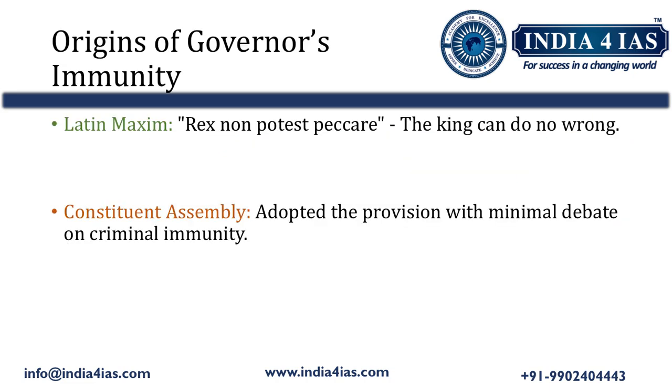Coming to the origin of the governors' and the president's immunity, it originated from the Latin maxim Rex non potest peccare. It means the king cannot do any wrong. The king can do no wrong. It means the king is the paramount of justice and he will not do any wrong. As India adopted the UK's parliamentary system of government, instead of king, here we have the president and the governors. So the same protection that was enjoyed by the king is being provided to the president and the governor.